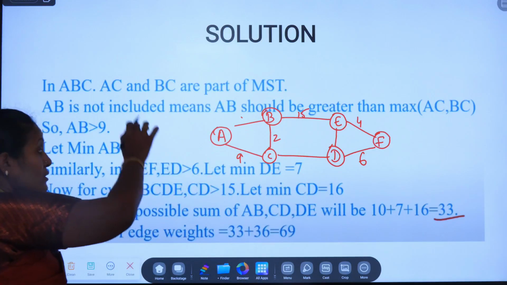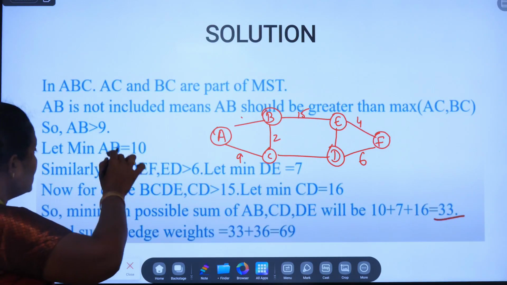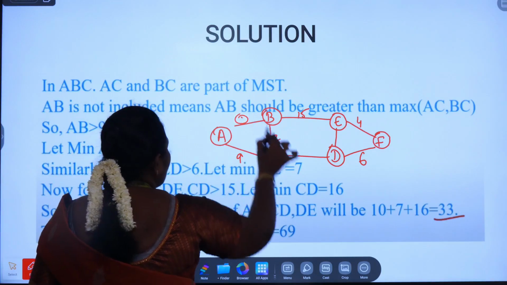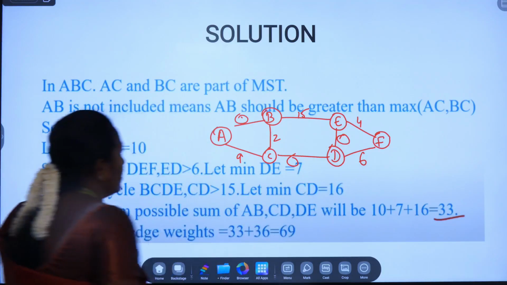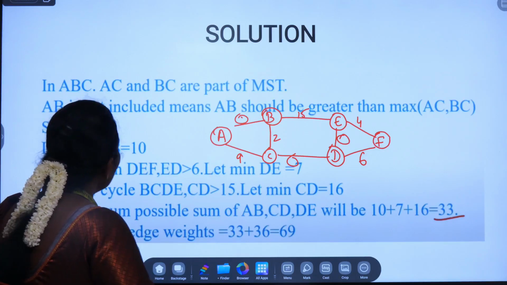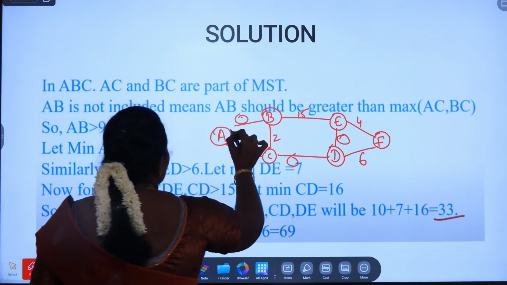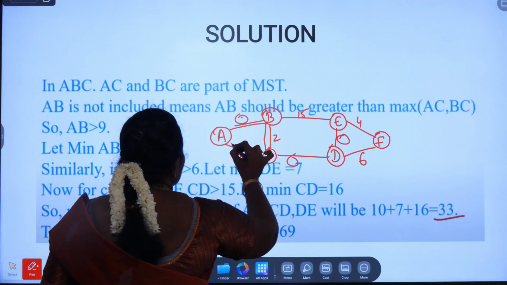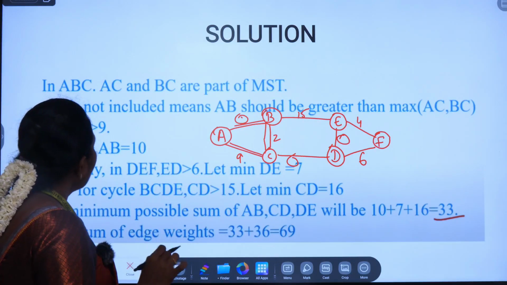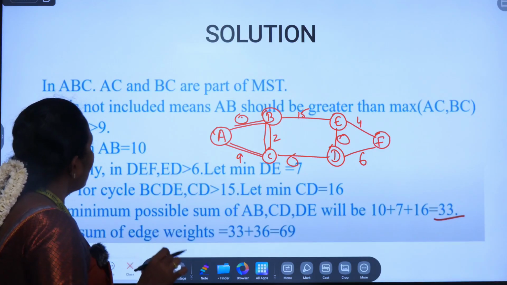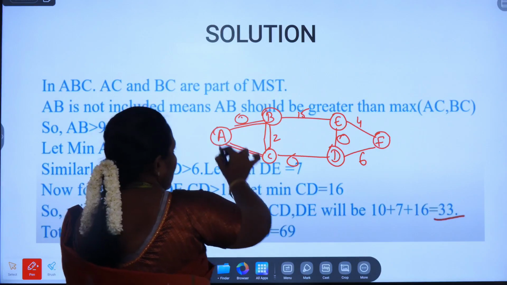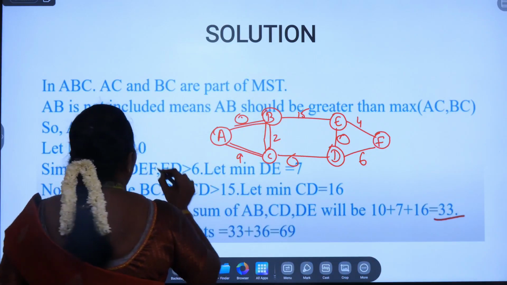So we are going to find the maximum total sum of the edge weights here. We don't know this one and this one. Okay, we are going to find what it is here. So here in ABC, first consider this part alone. In ABC, AC and BC are part of the minimum spanning tree, that is for this graph alone. What is the minimum spanning tree?